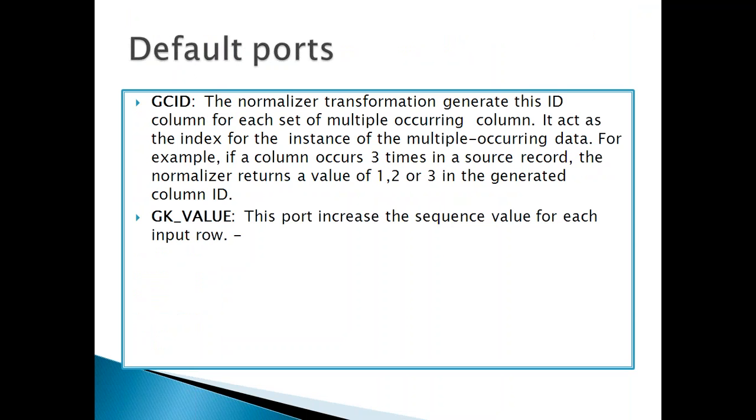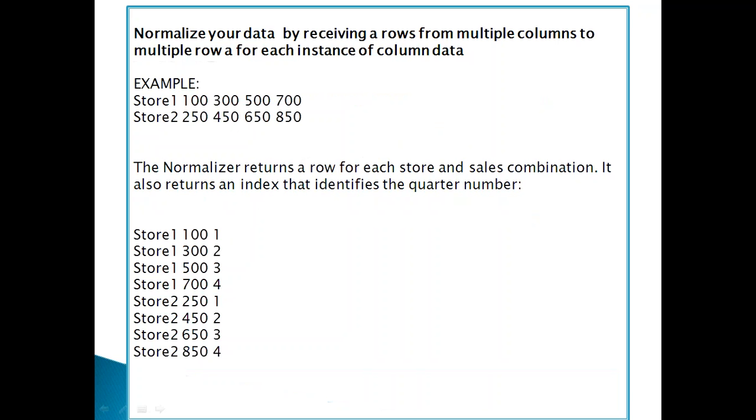For example, here it will create GK values like 1, 2, 3, 4, 5, 6, 7 and 8. So another column will be added which will have GK values. Now GK values are used to identify your records uniquely in the normalized data.